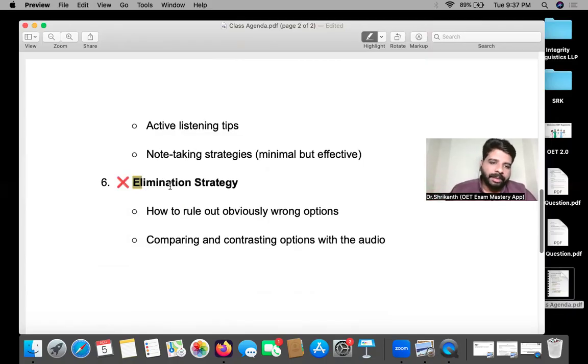And the elimination strategy. Because so we have 12 questions over here. All the 12 questions are multiple choice questions, right? And for each question, there will be three answer options. At least one incorrect answer option, if you're eliminating, then you have a 50-50 chance, right? So there are three answer options. If you're able to eliminate just one, then you have just two answer options. Right. And now it is a 50-50 chance.